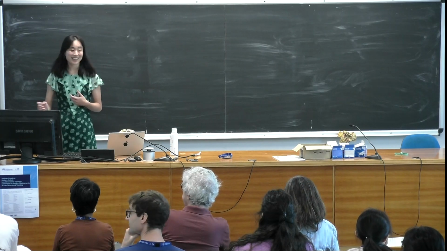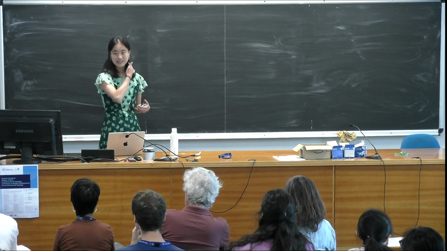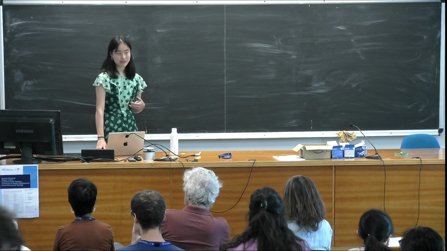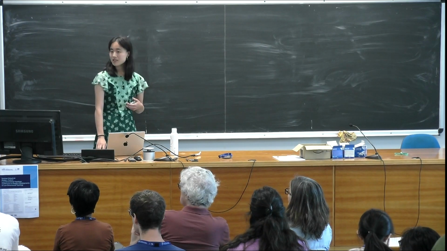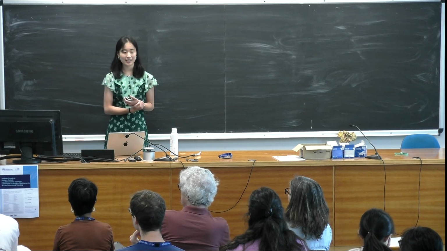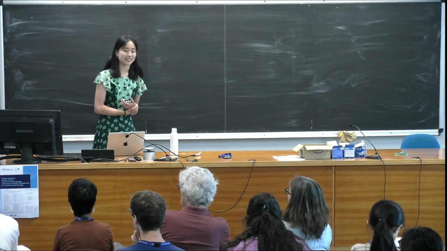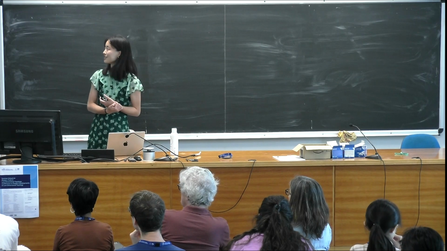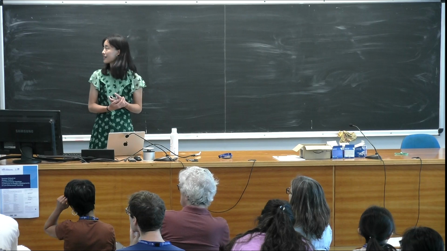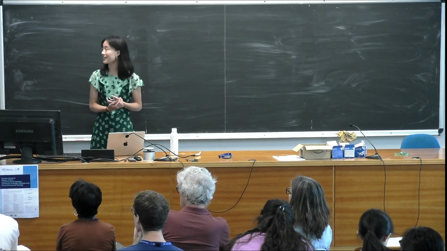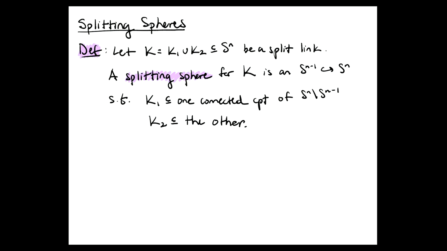Hi. Yeah, so I wanted to talk about a theorem about splitting spheres in S4. If you haven't seen it before, I'll first review what a splitting sphere is. If you have a two-component split link in S^n, so here K1 and K2 are connected, closed, codimension 2 submanifolds in S^n, and they're unlinked, then a splitting sphere for this link is an S^(n-1) embedded in S^n, such that K1 lies in one connected component of the complement of S^(n-1), and K2 lies in the other.